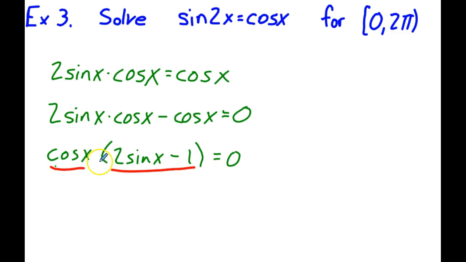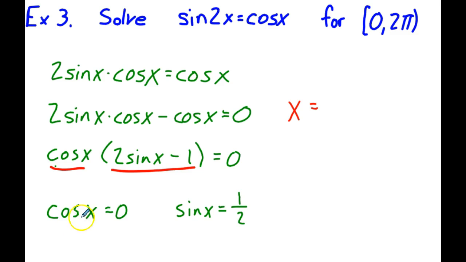So now we're going to set each of our factors equal to 0 using the zero product property. So set cosine of x equal to 0 and set 2 sine of x minus 1 equal to 0. So now we have the cosine of x equal to 0 and the sine of x equal to 1/2. So thinking on our unit circle, what angle measures give us a cosine value that is equal to 0? Well, the cosine of x is equal to 0 when x is equal to pi over 2 and 3 pi over 2.